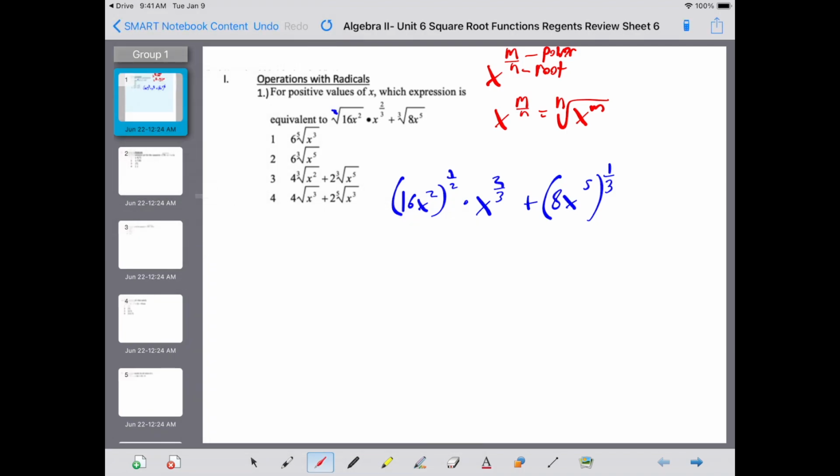Now you have exponents within exponents, so you could multiply your exponents. That's your power law. Very common mistake. Students will make that multiplication that I just showed with that arrow, but they'll forget to distribute the exponent to the exponent on the 16, that invisible one. So we have 16 to the 1/2 times x to the 2 over 2 times x to the 2 over 3 plus, we're going to do the same thing here. Make sure you distribute to the invisible 1 exponent on the 8.